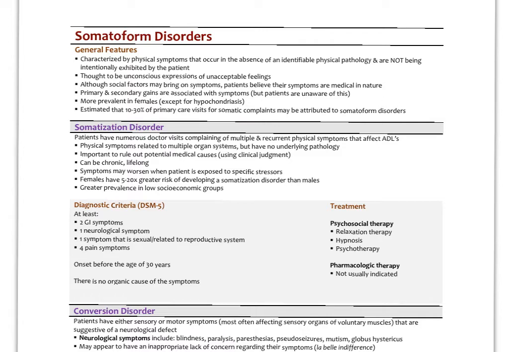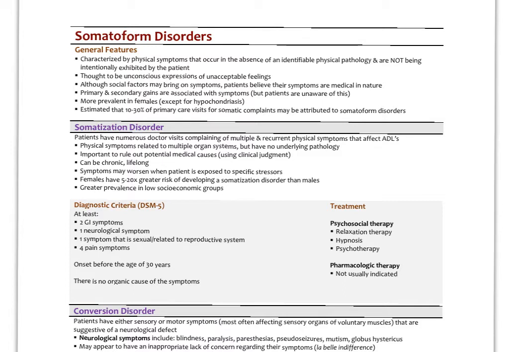The definition is basically this: it is characterized by physical symptoms that occur in the absence of any identifiable physical pathology, and the patient is not intentionally causing or thinking they have these disorders. So this is not being intentionally exhibited by the patient. Thought to be an unconscious expression of unacceptable feelings. So there is an emotional component manifesting through the physiology, but the patient is not intentionally trying to deceive anyone in thinking that they have this condition.